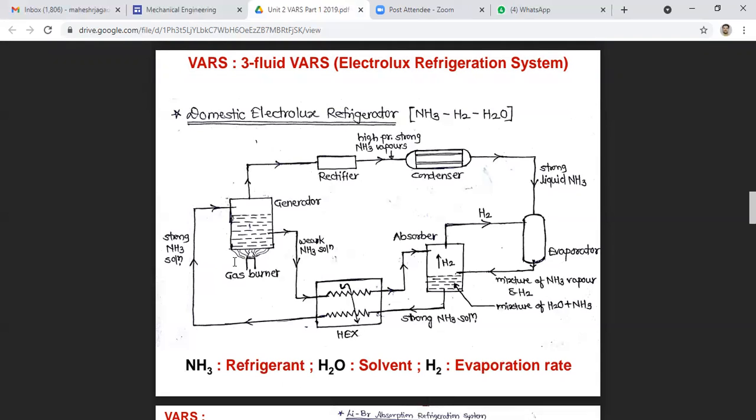The advantages of this domestic Electrolux refrigeration system, or three fluid system, are that it is completely leak proof, noiseless, has no lubrication problem, no wear and tear, no pump and compressor required, low maintenance cost, and is easy to control simply by controlling the heat input. So these are the advantages, and the disadvantage is the more complicated construction and working principle.